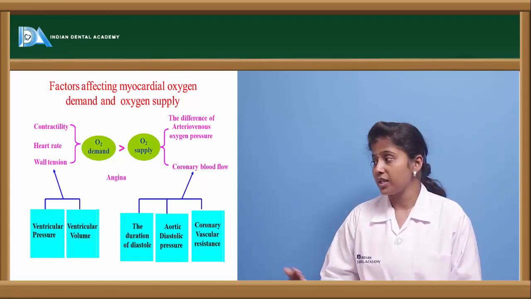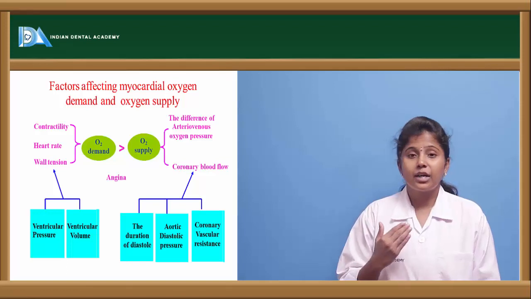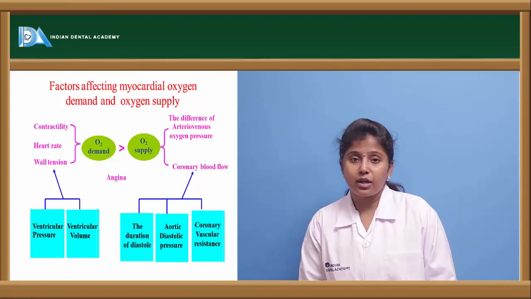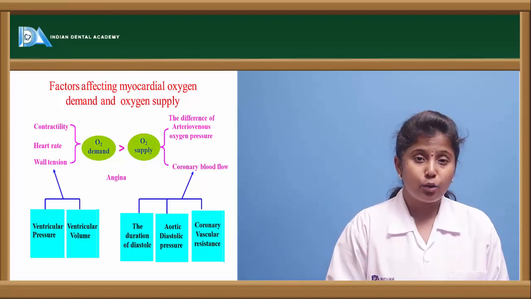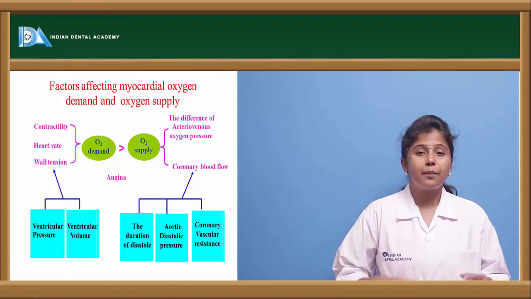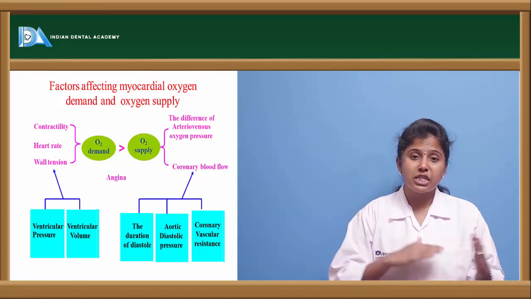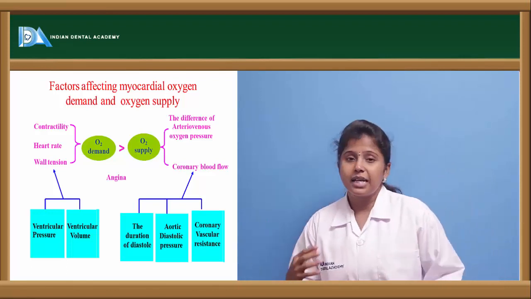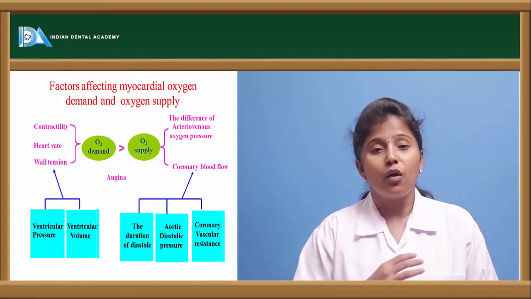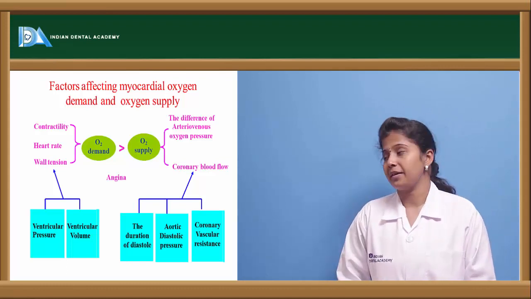And if we see the duration of diastole, the diastolic pressure which is present in the aorta, and the coronary vascular resistance, the resistance exerted by the coronary artery to the blood flow, all these factors aid in the differences of oxygen supply to the heart. So here the oxygen demand is more than the oxygen supply. All these factors aid in this imbalance of oxygen supply.